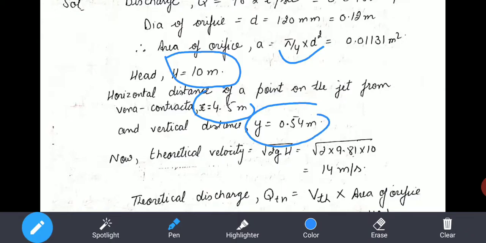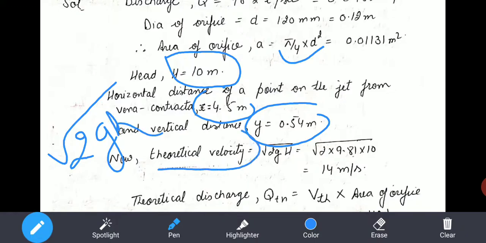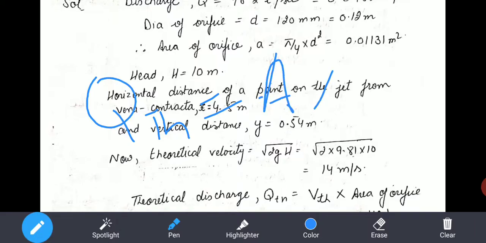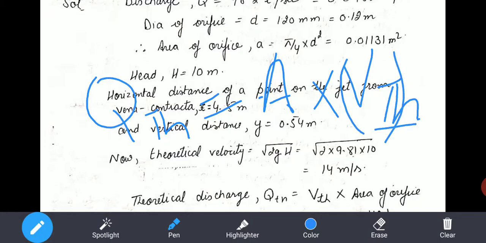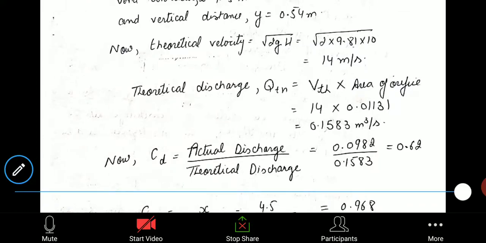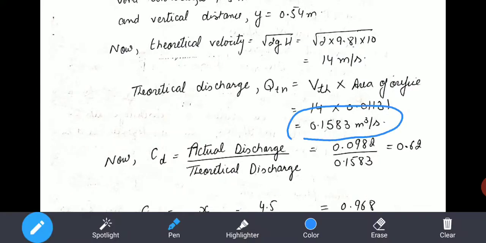Theoretical velocity is equal to under root 2gh. Theoretical discharge Qth, I told you many times, is equal to area into theoretical velocity. Theoretical velocity is known and the area is already calculated, so we can easily obtain the theoretical discharge, which becomes equal to 0.158 meter cube per second.